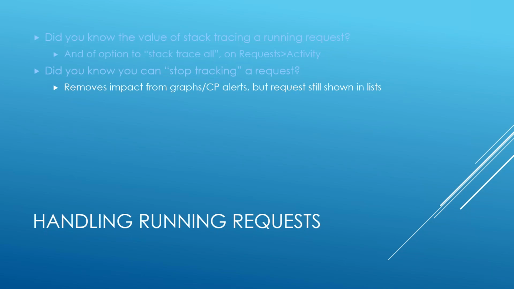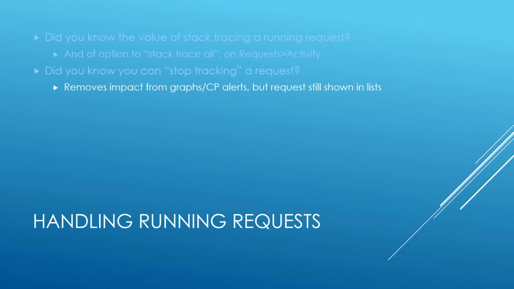So if you're getting crash protection alerts over and over, and it's a request that either you already understand why it's slow or you accept that there's nothing you can do about it, you could go stop tracking those requests that you know you can't do anything about, and the alerts will stop, at least until, like if you said, tell me when there's 20 slow running requests, then the next time there's 20 more slow running requests, you start getting them again.